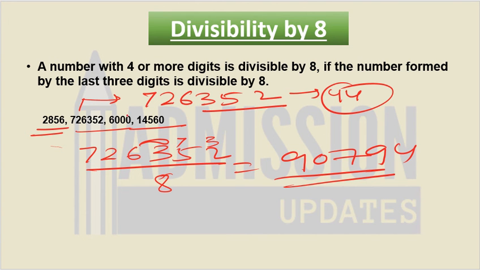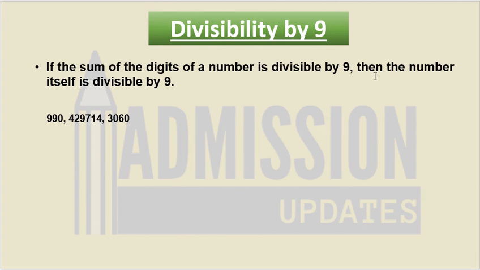Now check for these two numbers. You can practice or try for these two numbers and check whether you are getting your answers or not. Now let us move on to the next rule.